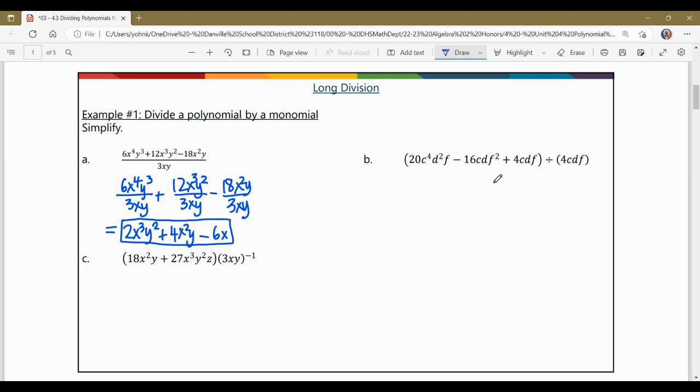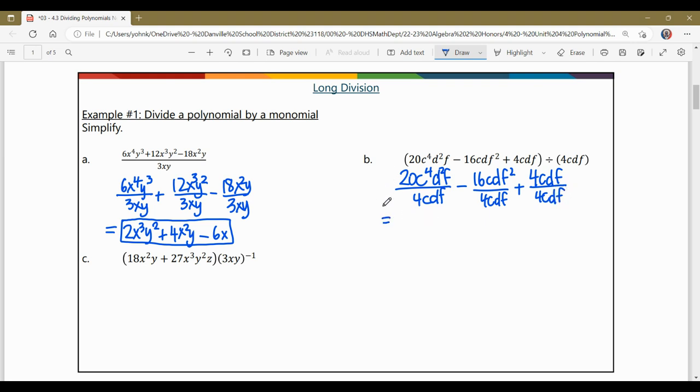Okay, let's try another one. This problem looks completely different from letter A, but it is the same type of problem. You have a polynomial divided by a monomial. So we're going to take each term in the polynomial and divide by the monomial. So 20c to the fourth d squared f divided by 4cdf minus 16cdf squared divided by 4cdf plus the last term 4cdf divided by 4cdf.